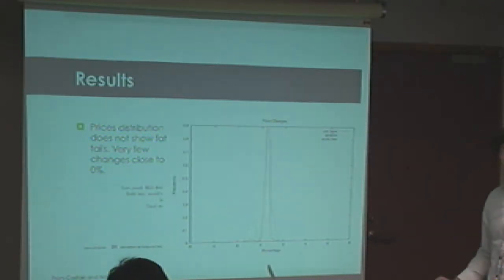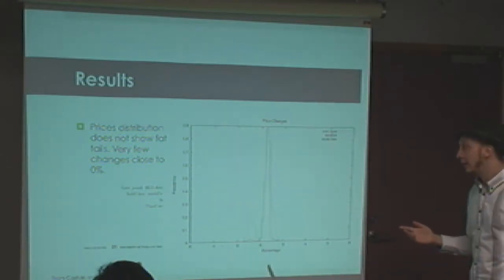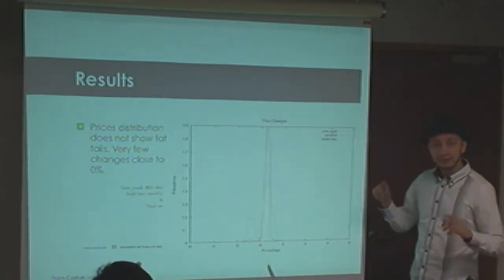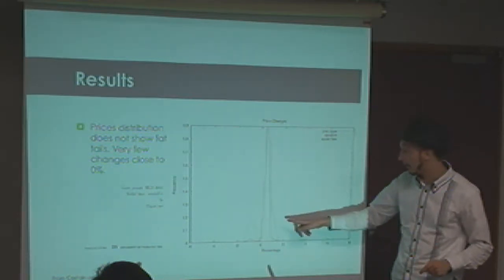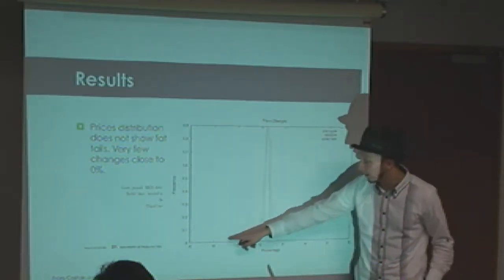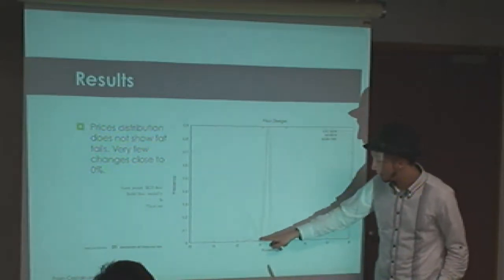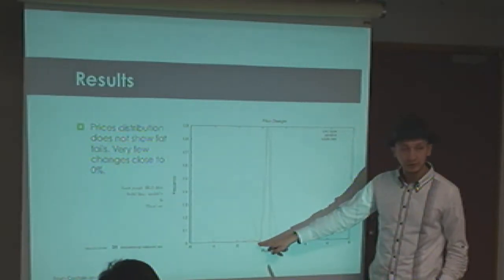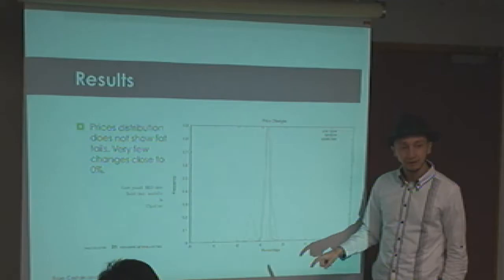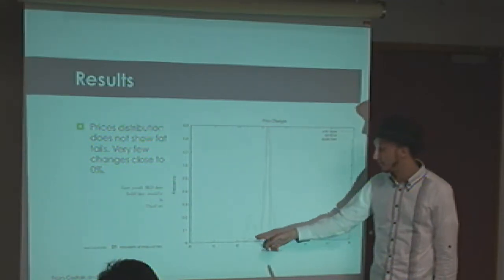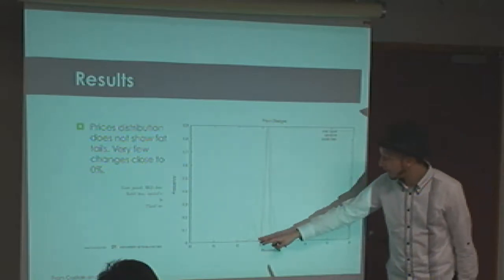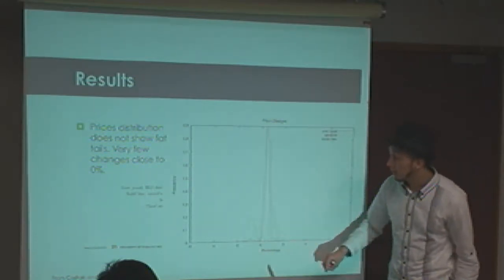Okay, this was another aspect that I wanted to analyze from the data, the distribution of price changes. The real data is supposed to have flat tails and many prices close to zero. In this case, my model failed again. I don't have flat tails, and I don't have prices close to zero.